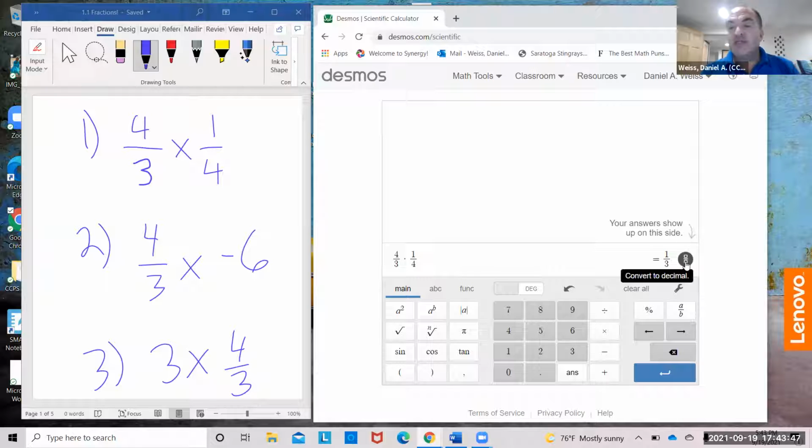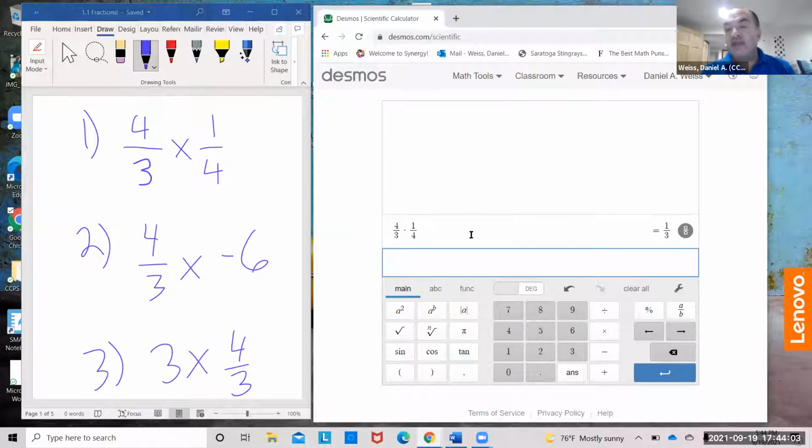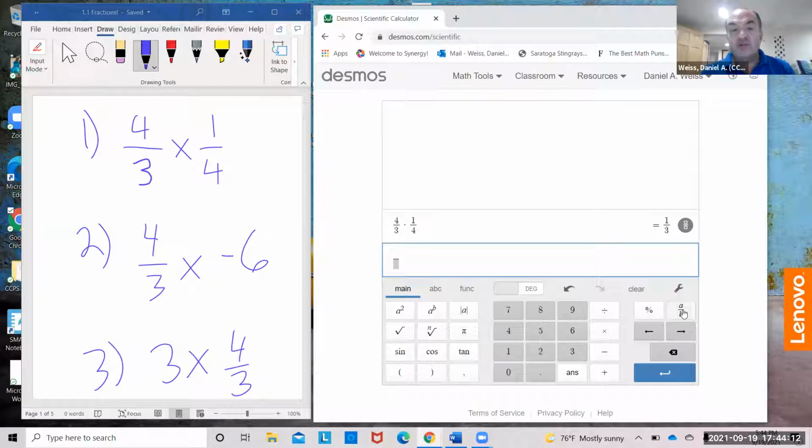Look at this. If I click on it again, it would convert to decimal, right? Which would be that 0.33333. You can go back and forth. All right, I'm going to go ahead and hit enter, because then it leaves it there with my answer, and I can go on to a new problem. I'm going to do the second one, which is 4/3. Hit the A over B first.